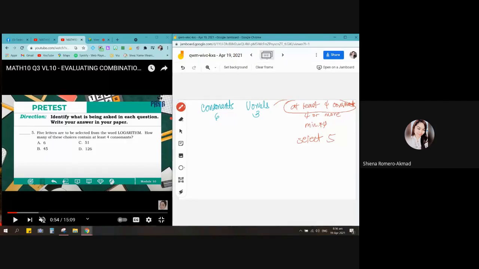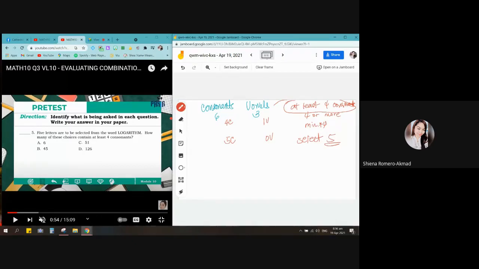Let me write this. We are going to use 4 consonants. How many vowels can we use here? Just 1, ma'am. Okay, 1, right? So, 1 vowel. Next, what else can we do? We can use 5 consonants and no vowels. Okay, 0 vowels.